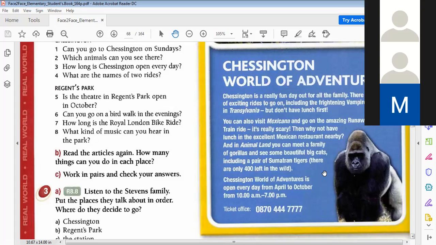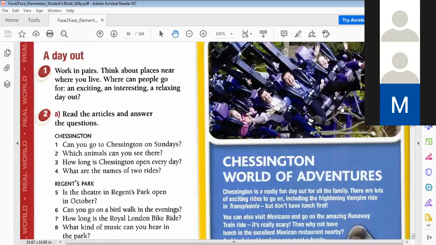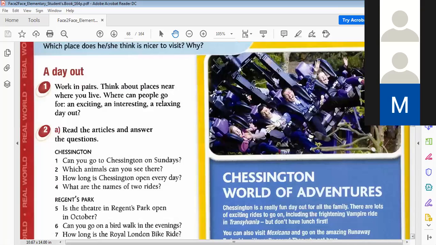Manal, what about you? You said Regent's Park, yeah. You can go to both, right? No, I can't go to Chessington because of the dropping. It's too scary for me. You mean it's too scary? You don't like rides? You don't enjoy it? This is too scary?